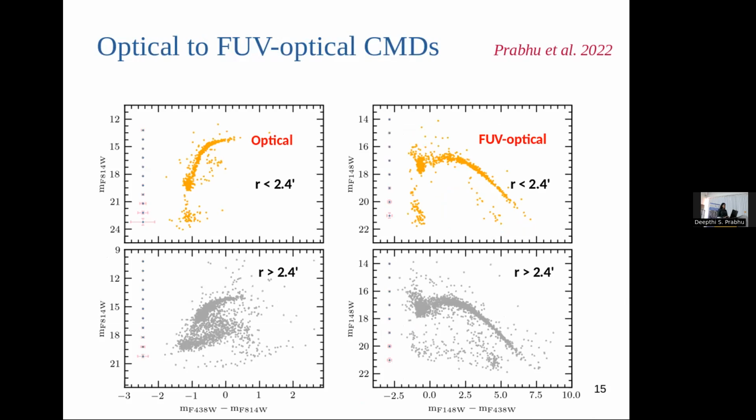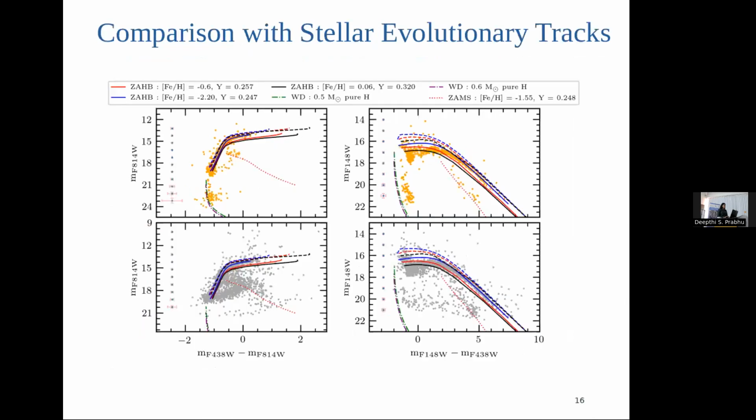So various sequences are seen, and we compare these with stellar evolutionary tracks. So here is the horizontal branch.